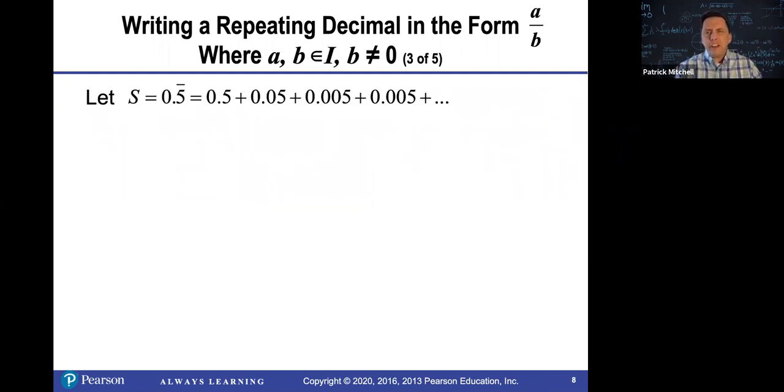Another method, which I don't like as much as the one we just did, it's basically the same thing, but it's using decimals.